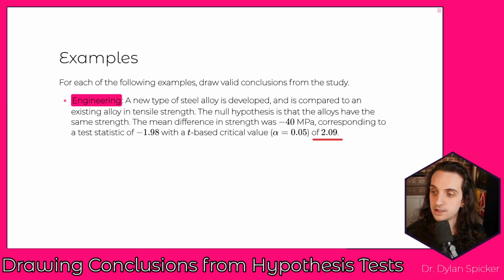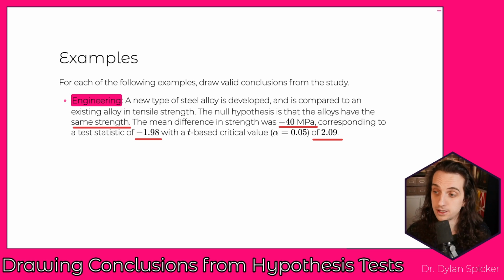Okay, so again, here we have our test statistic, this negative 40 value. The average difference was this negative 40. Once we convert it to a test statistic, that's negative 1.98, and we're going to be comparing that to a value of 2.09. Now, if we note, our null hypothesis is that the alloys have the same strength, right? So the alternative is going to be that they have different strengths.